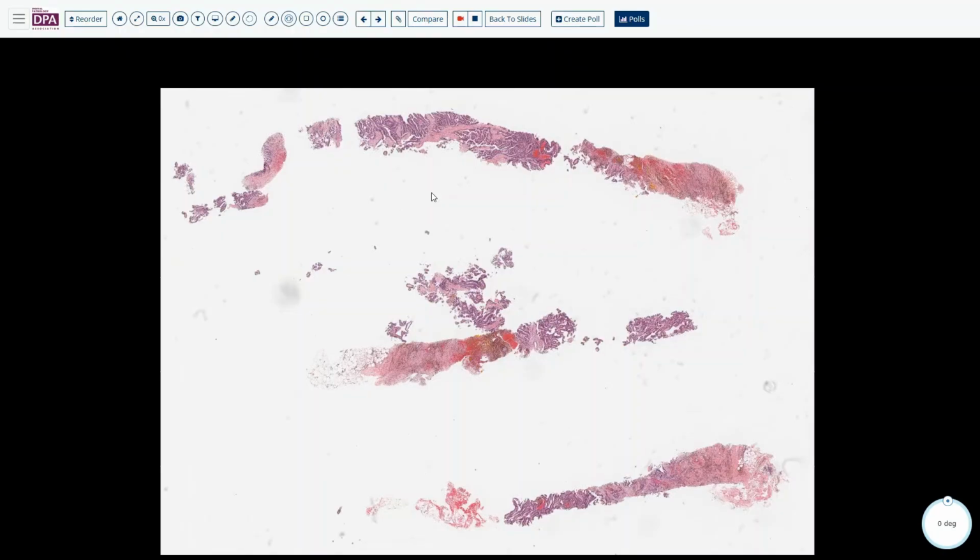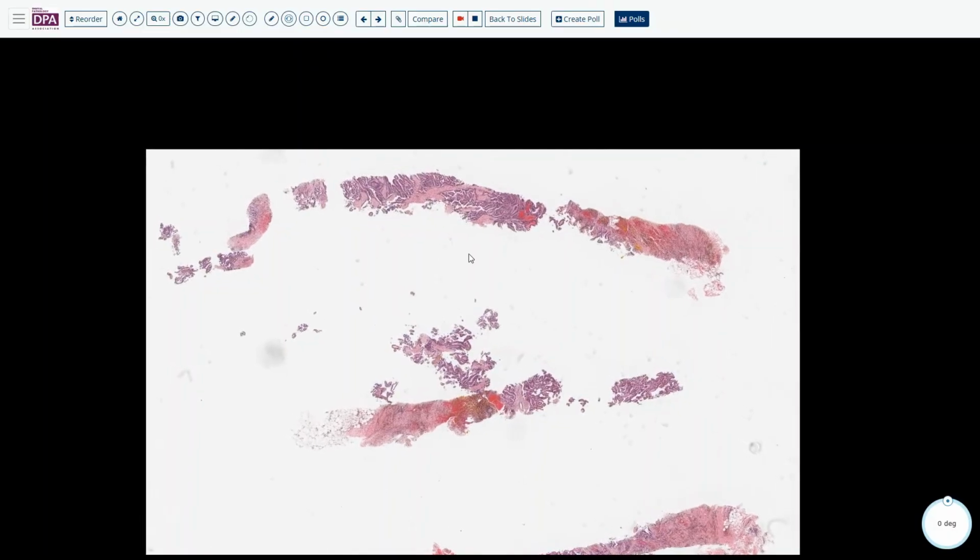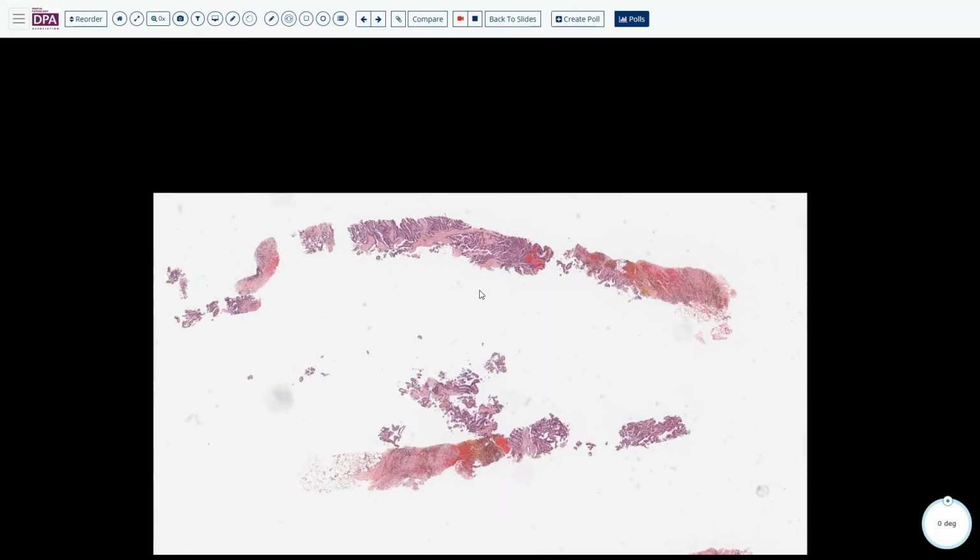Okay, next case. This case, I think the hint is that I already gave you triple negative. And then you can also ask for staining if you want a definite diagnosis. And who wants to describe this one?